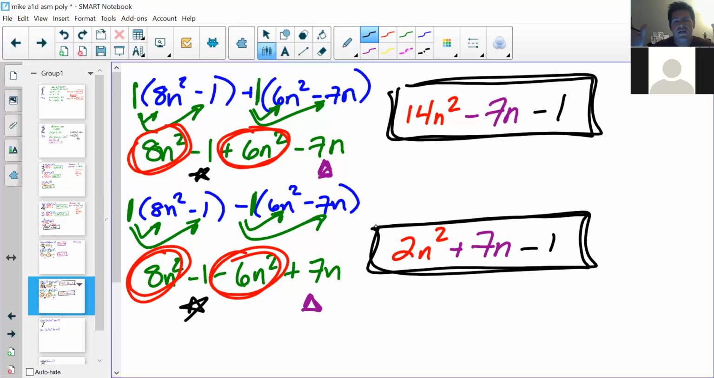So hopefully you're starting to notice the difference between the two, where we see the same exact quantities, but there's a plus sign in between one of them, and a minus sign in between the other one of them, and how that kind of changes things up.